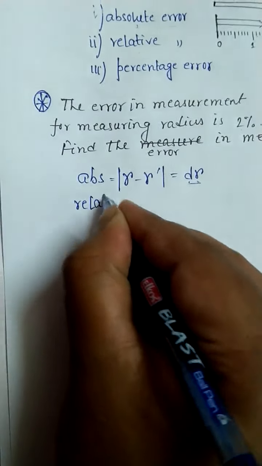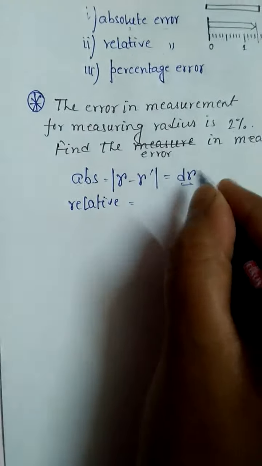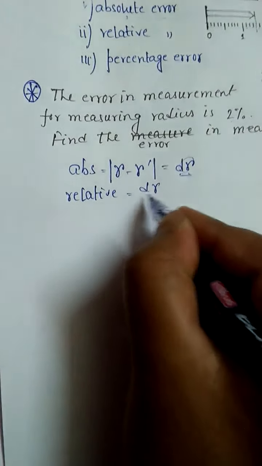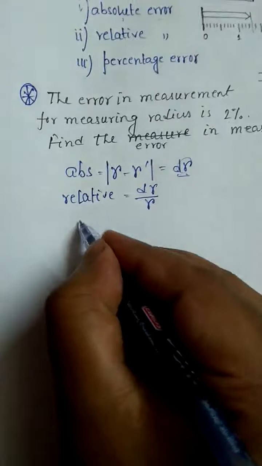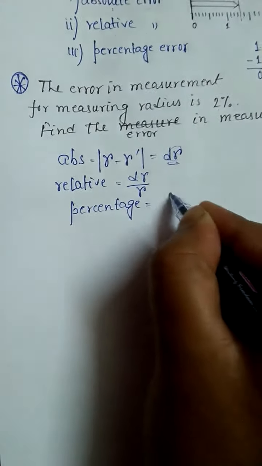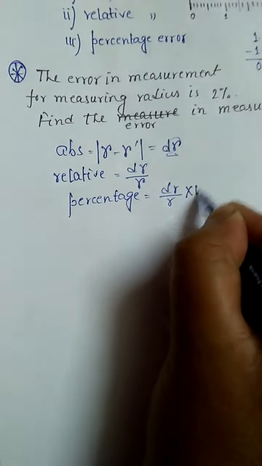So how will we write the relative error? The absolute error by the original value, so this is the relative error. And what about percentage error? Percentage error is dr by r into 100.